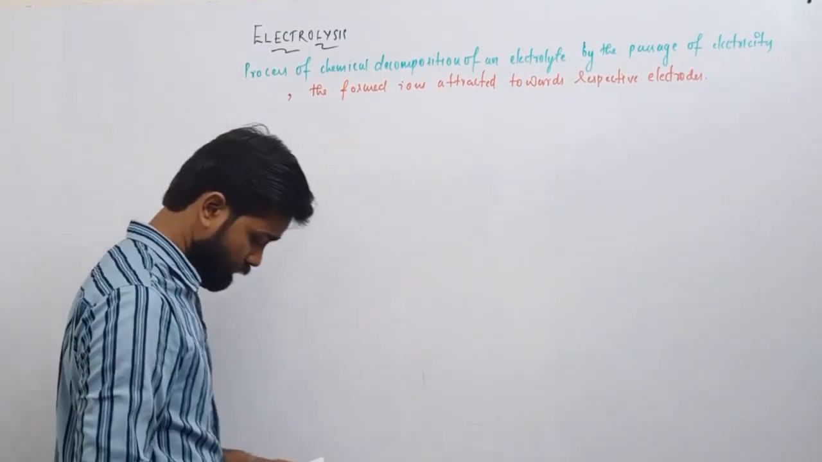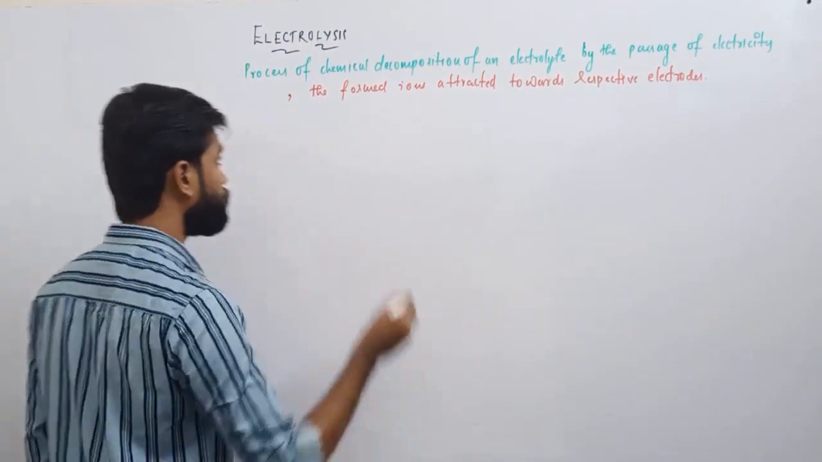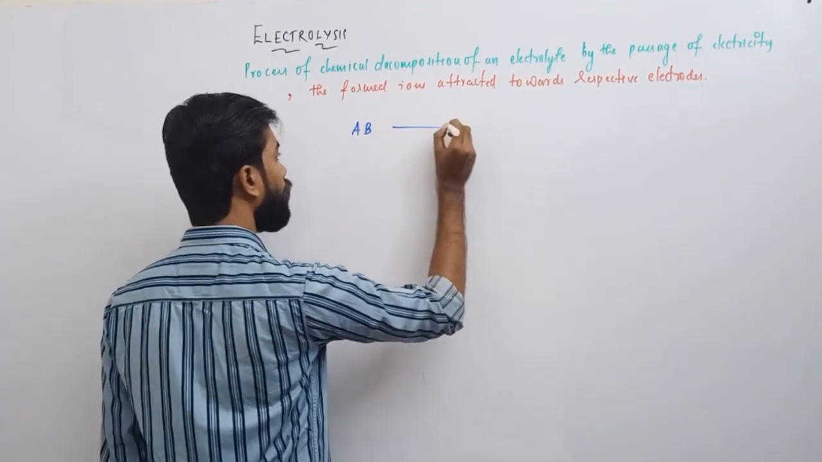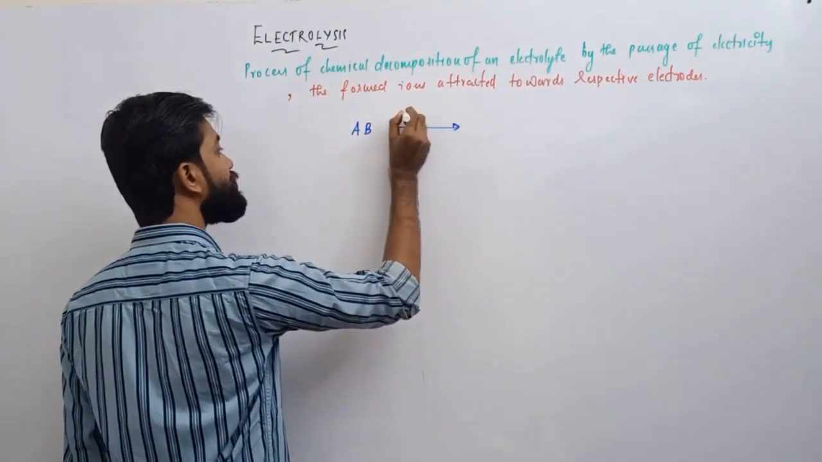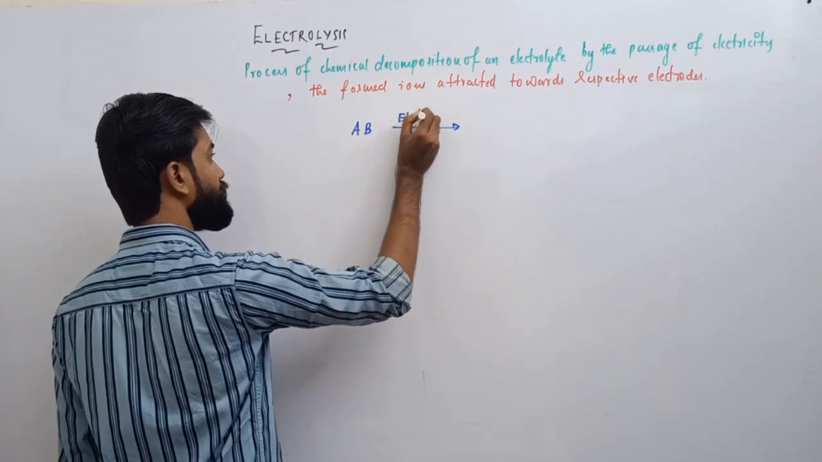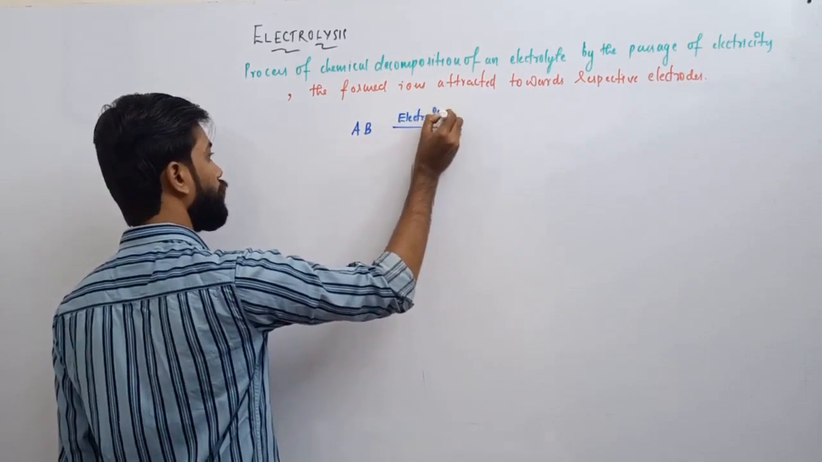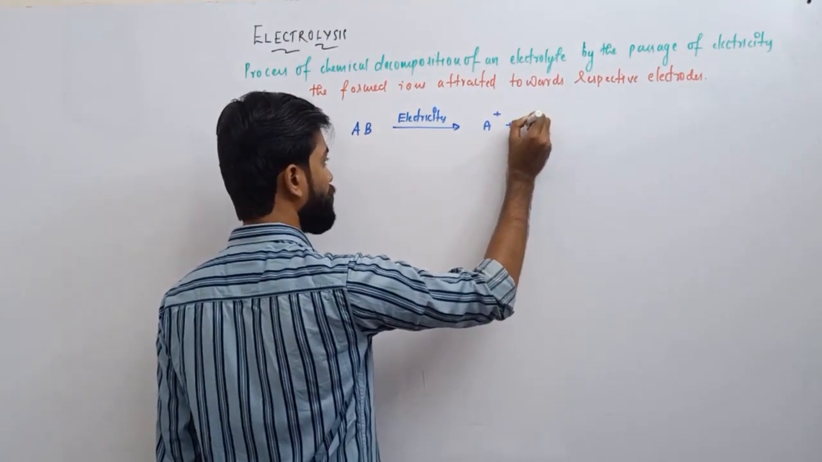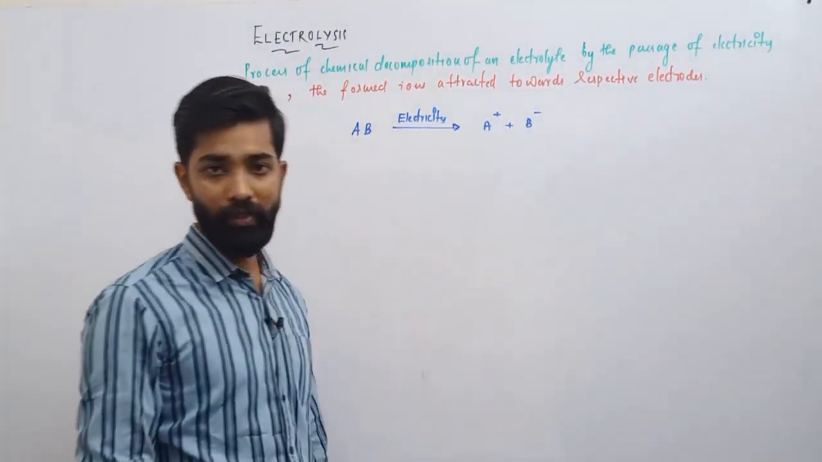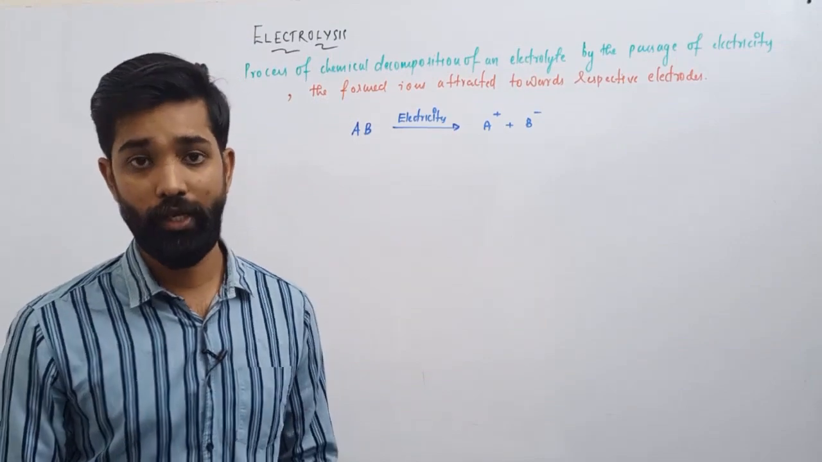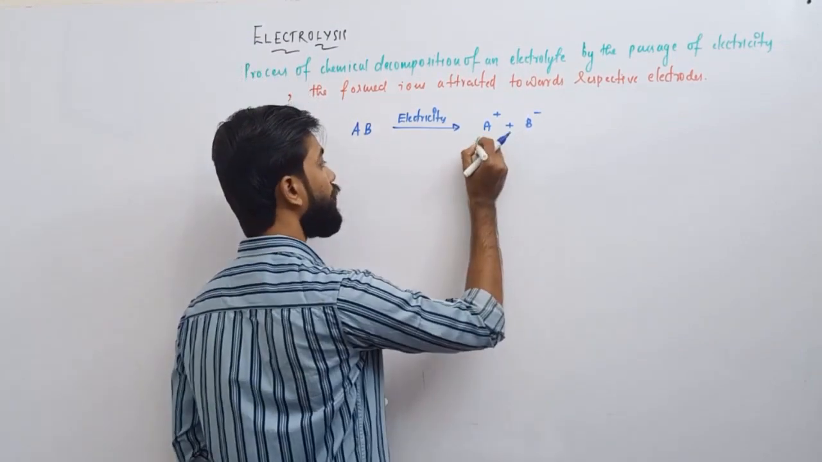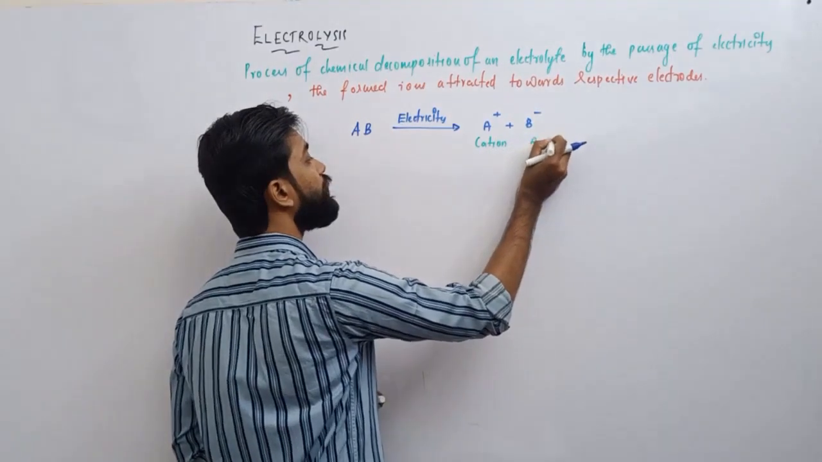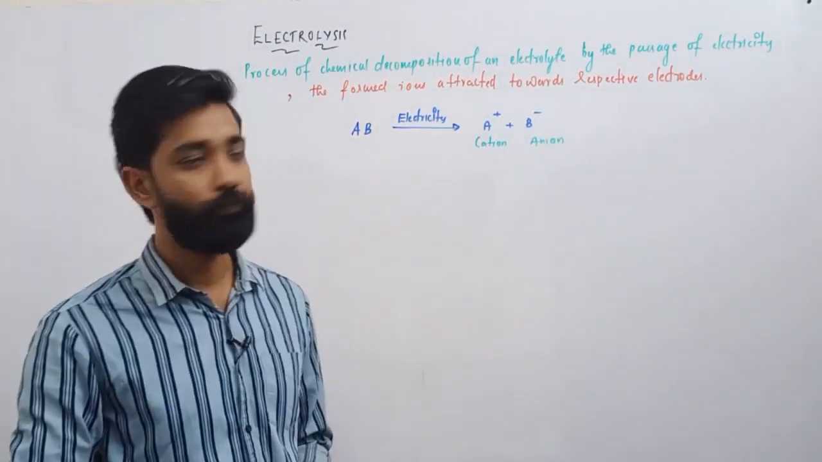Listen here. Say we have an electrolyte AB. AB is my electrolyte. When electricity is passed, AB is decomposed into two ions, that is A plus and B minus. We know that A plus and B minus are the cation and anion, right? So what is A plus? It is the cation. And what is B minus? It is the anion. Ready? Fine.